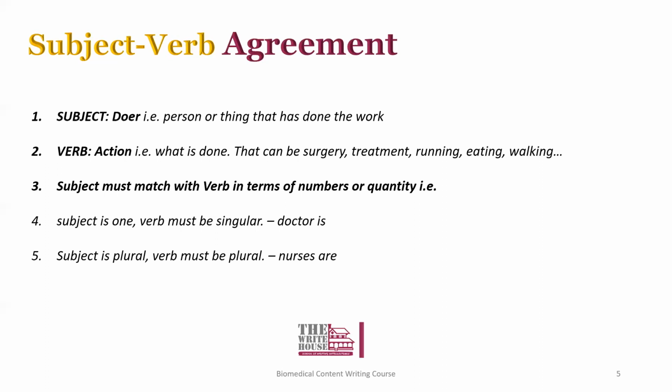For example, if the subject is one, the verb must be singular. That is, suppose, doctor is. Doctor is singular and is is a singular verb. Then if the subject is plural, the verb also must be plural. That is, nurses are. So many nurses there. So are is the verb, which is a plural verb.